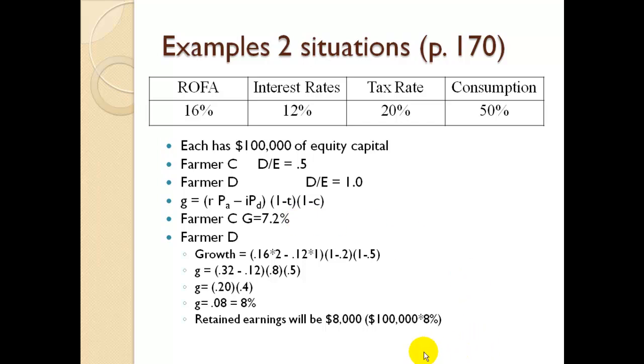So everything is the same here, the same return on assets, the same interest rate, tax rate, and consumption rate. The thing that's different here is the leverage choice. Farmer D has more leverage, more debt than farmer C. And in this case, because the return on assets is greater than the interest rate, higher leverage means higher growth. 7.2% versus 8% down here.